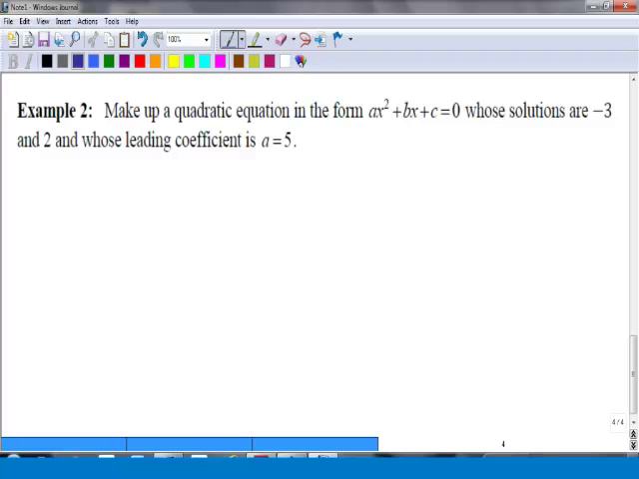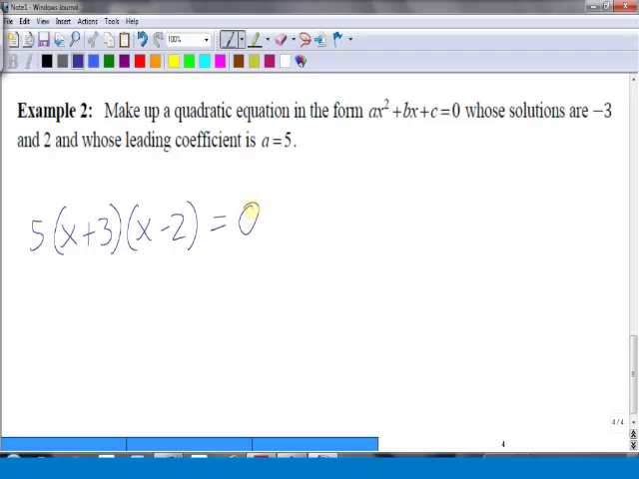Yes. Do you just 5 times x plus 3 times x minus 2? Oh, put a 5 and x plus 3, is that what you said? And x minus 2 equals 0.